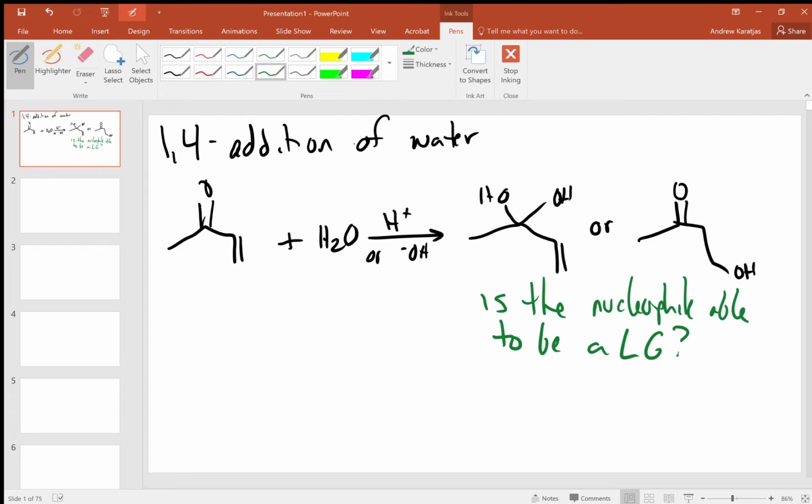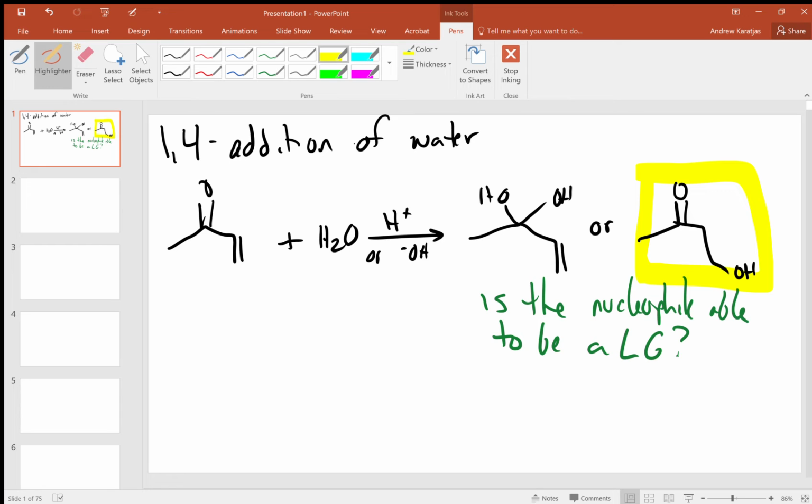And so this is why nucleophiles such as water and alcohols and amines often prefer 1,4, and things like Grignards, carbon-based nucleophiles, as well as hydride nucleophiles, prefer to give 1,2. So the reaction we have pictured here will give us the 1,4 product.